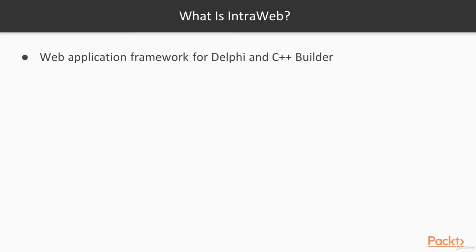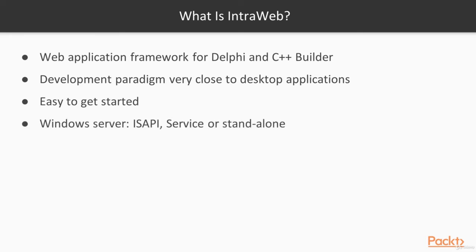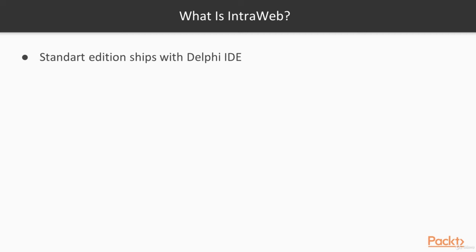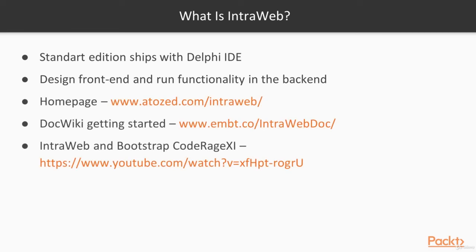So what is Intraweb? Intraweb is a web application framework for Delphi and C++ Builder. The development paradigm is very close to desktop applications and it's very easy to get started, and it runs as a Windows Server ISAPI, service or standalone version. Intraweb is not a very new technology to build web apps. The core of this framework was built many years ago, but it still works and is reliable and used by many developers, and you can create enterprise web applications. Intraweb Standard Edition ships with Delphi IDE or C++ Builder, and it's a design front-end and runs functionality in the backend. You can learn more about Intraweb by looking at this website, atozed.com/intraweb.